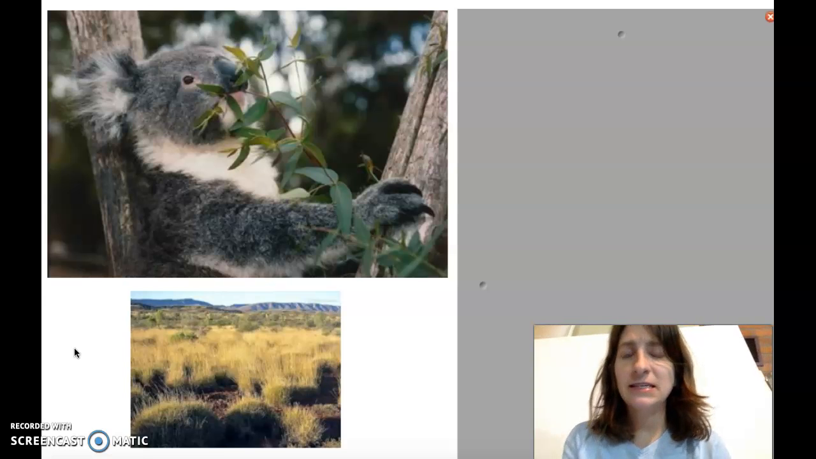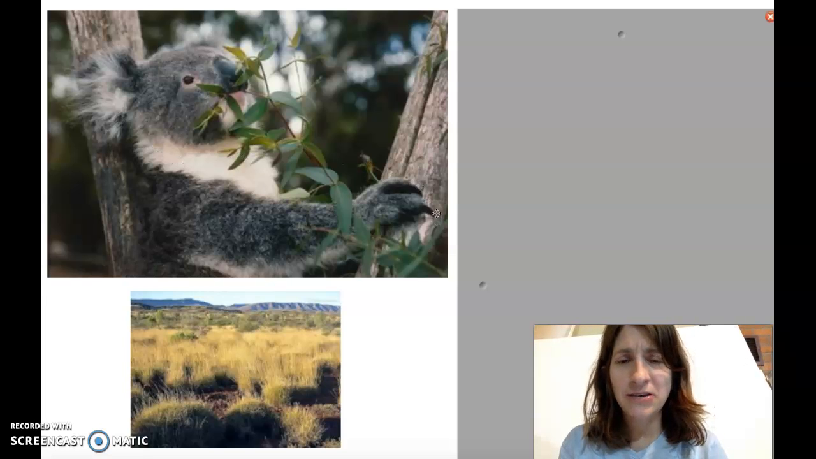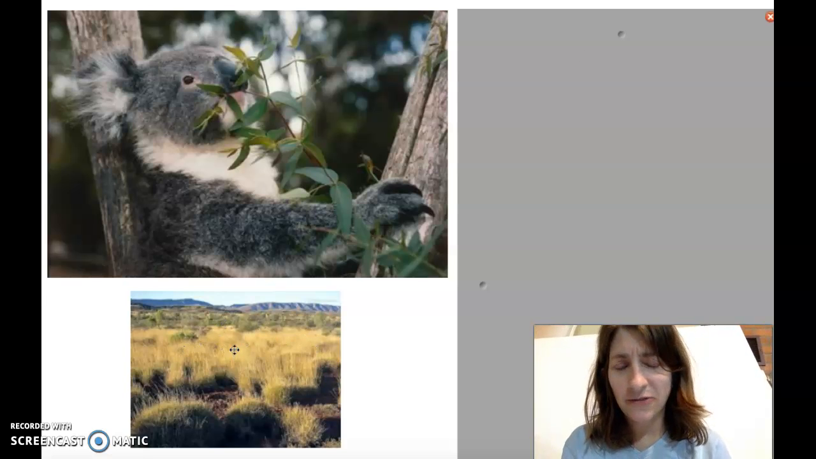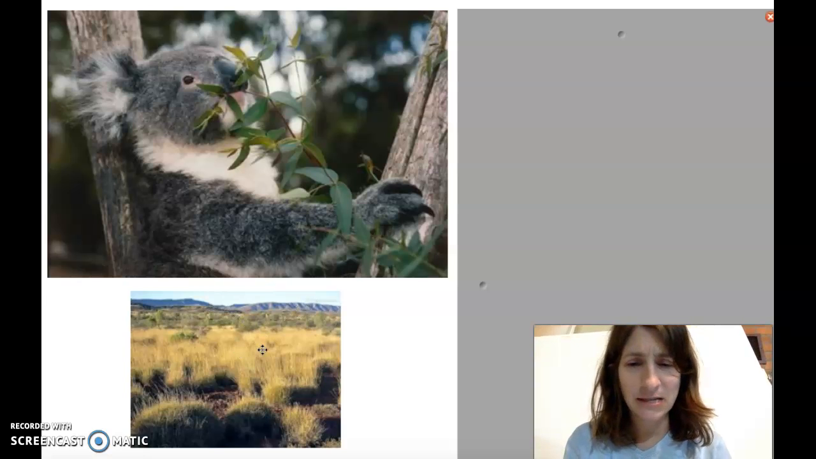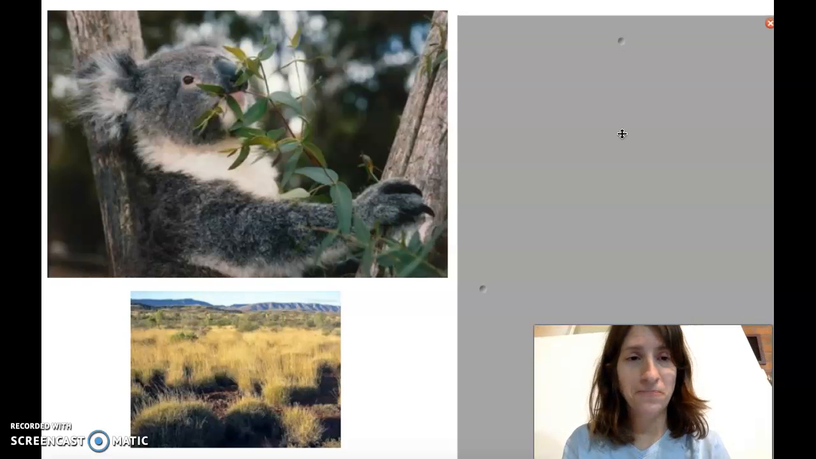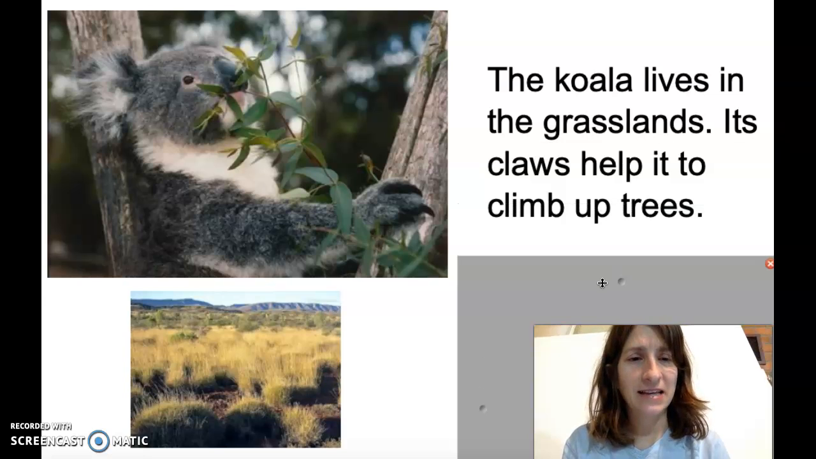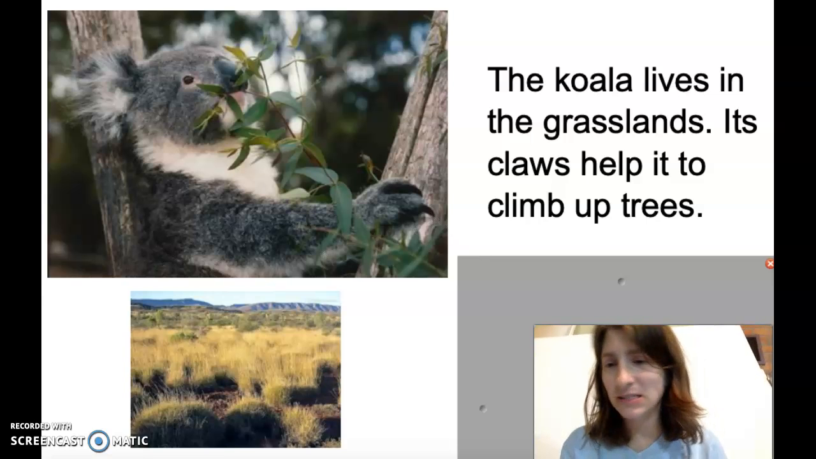What animal do you notice this time? This is one that has ears that look pretty furry, ones that have claws here to hang on to those trees. That's a koala. Down here, you'll notice that the land is mostly flat in the foreground, a little bit mountainous in the background, and it has lots of tall grasses. Where are we? That's the grassland. So the koala lives in the grassland, and its claws, just like we mentioned, help it to climb up those trees.